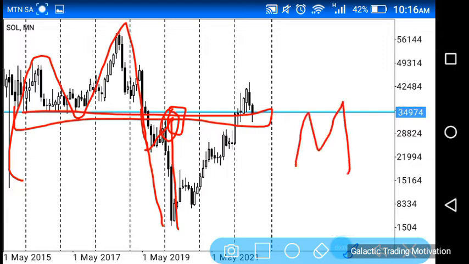comes to formations, ideally we would love to see price break the neckline to the bottom and then head back up to the neckline to retest it, and this is where we would look for selling opportunities, as the anticipation is that price would move further down to complete the structure, and that's exactly what happened in this region over here, right?